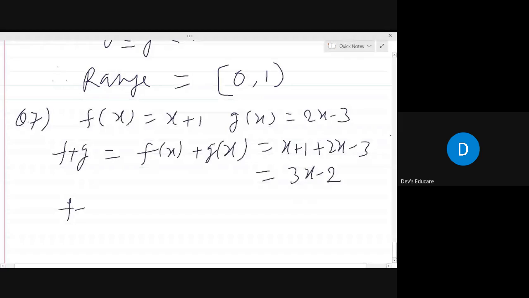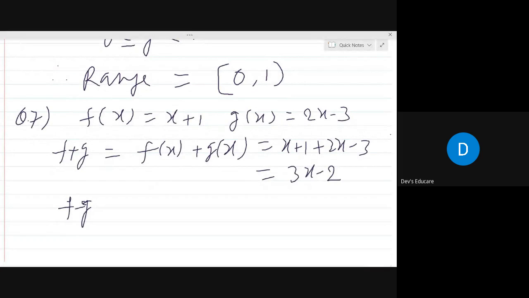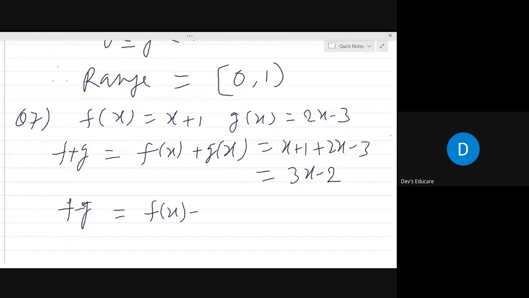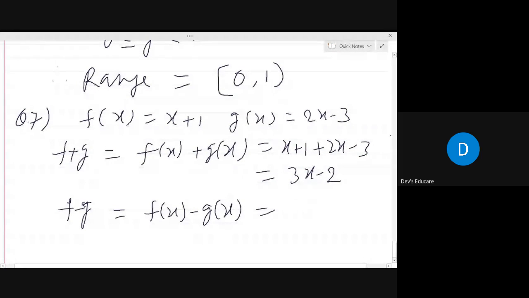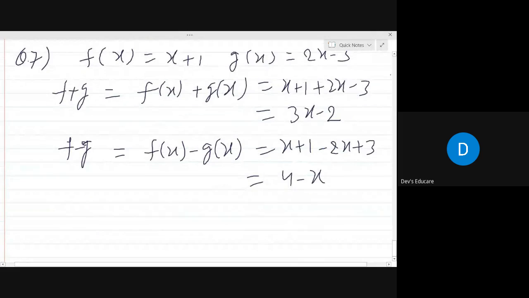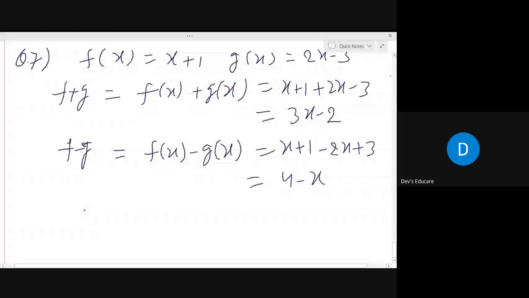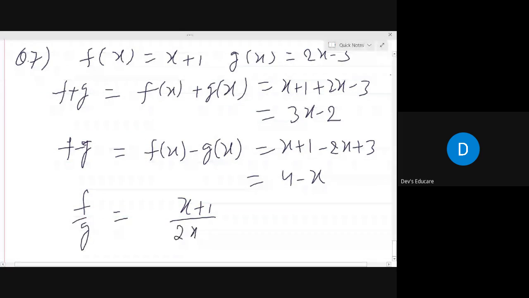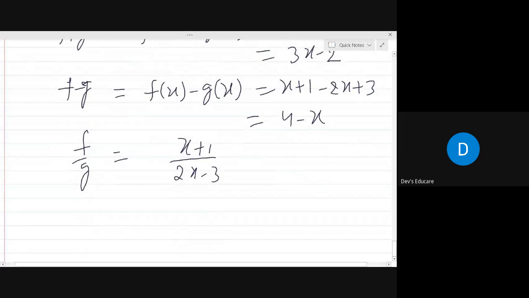f − g will be f(x) − g(x), and this will be x + 1 − 2x + 3. So this will be 3 + 1, 4 − x. And what about f/g? Simply that will be a rational function, f/g = (x + 1)/(2x − 3), which is a rational function of the form p(x)/q(x).